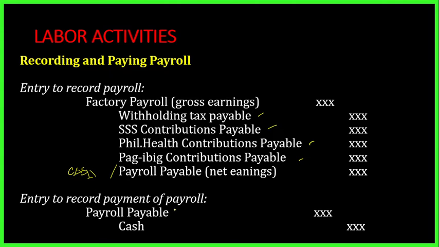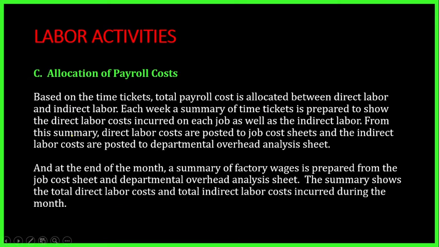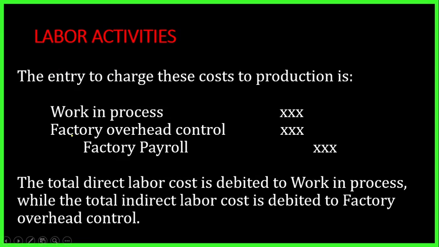Okay, now, as I was saying kanina, there's another approach, no? Instead of debiting factory payroll, you can debit work in process for the direct labor and debit to factory overhead for the indirect labor. Okay, so ayun na, if this is your approach, debit to factory payroll, you will have another entry, no, for the allocation. Okay, so how do you allocate? This will now be the journal entry. Debit to work in process for the direct labor, okay, factory overhead for the indirect labor, and credit factory payroll.